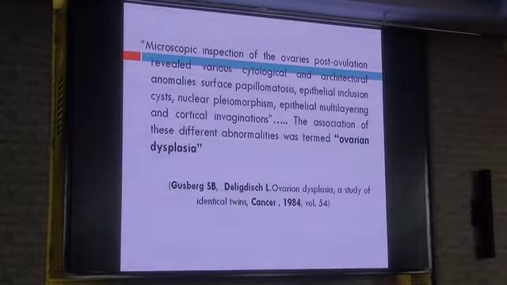I quote again the paper published in Cancer, a very prestigious one as well. I quote their words: microscopic inspection of the ovaries post-ovulation revealed various cytological and architectural anomalies: surface papillomatosis, epithelial inclusion cyst, nuclear pleomorphism, epithelial multilayering, and cortical invagination. The association of these different abnormalities was termed ovarian dysplasia.